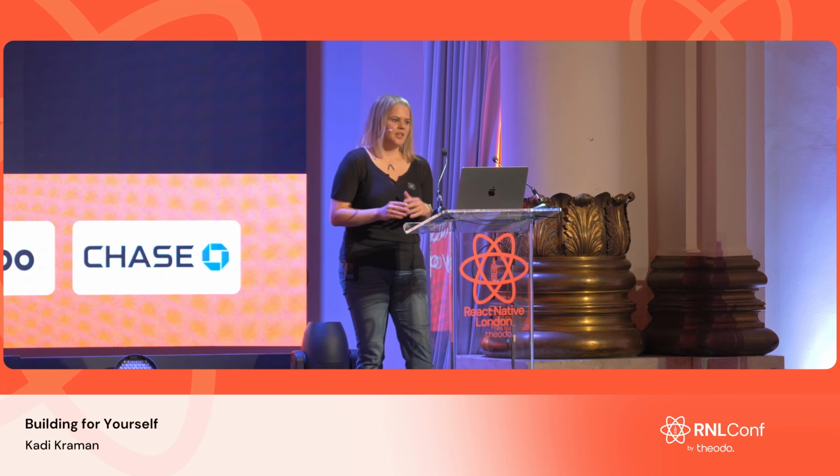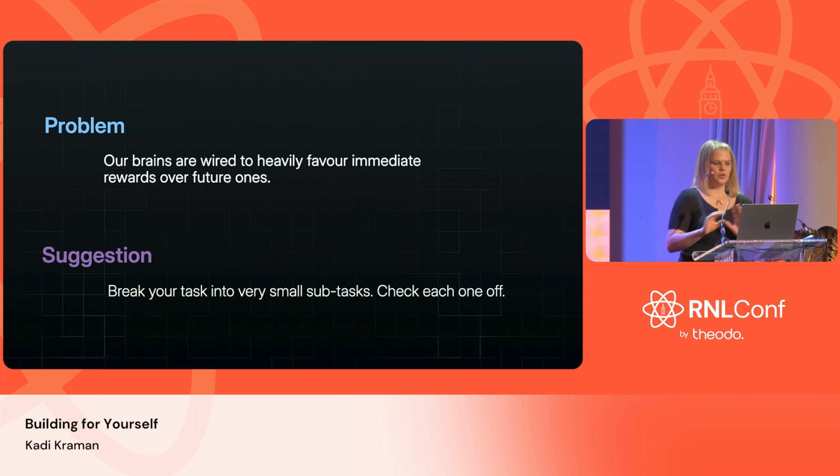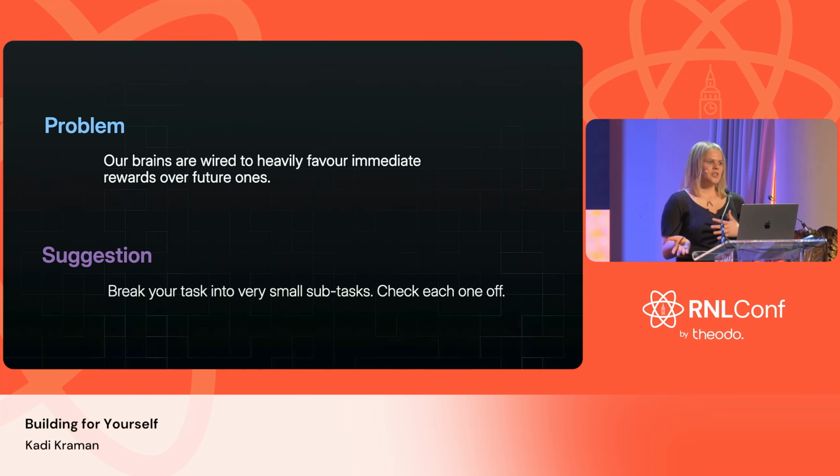And the second problem is that our brains are wired to heavily favor immediate rewards over future ones. So things that you get immediately, if you ever try to lose weight and not been very successful, you'll notice because you will very much value eating this donut immediately rather than this weight loss that is months in the future.